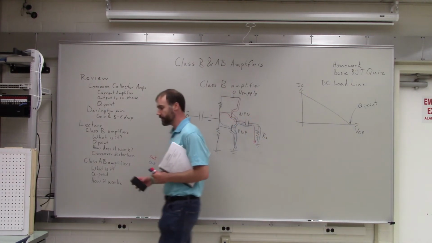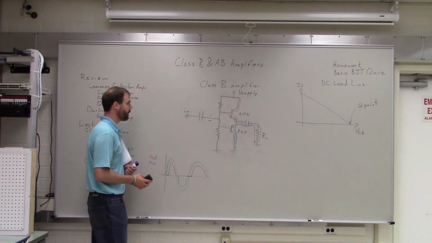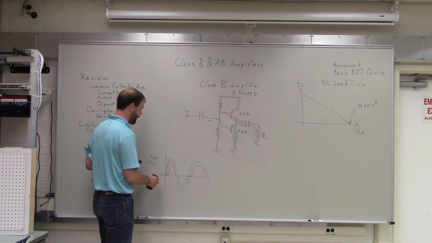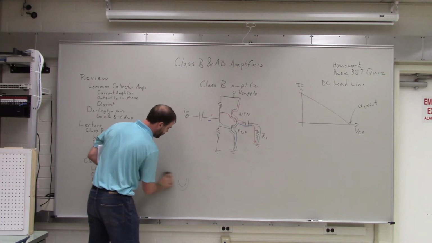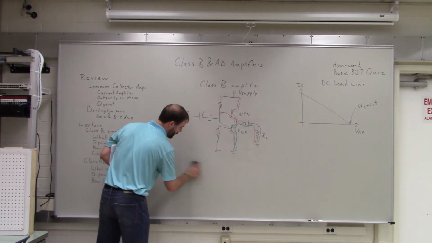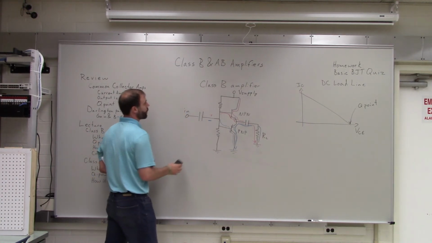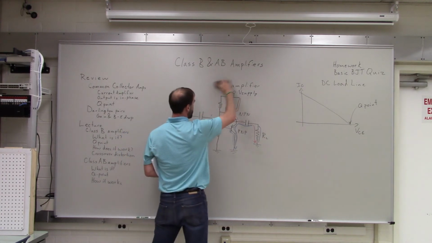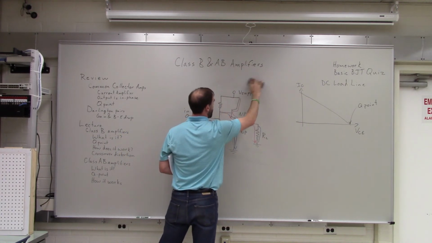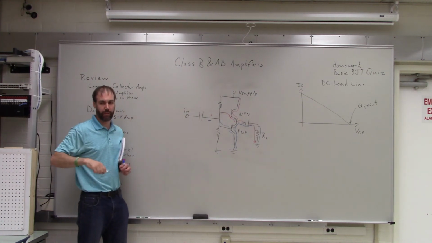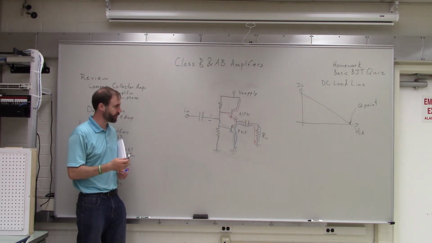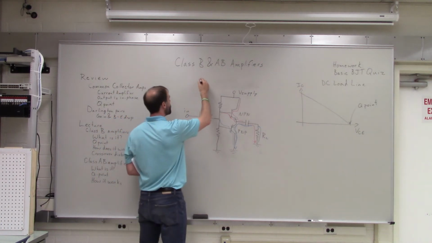So let's talk about the Class AB amplifier. This is an amplifier that tries to get the best of both worlds. Okay? It tries to have the nice reproduction, the nice fidelity of a Class A amplifier while still having the high efficiency of a Class B amplifier.